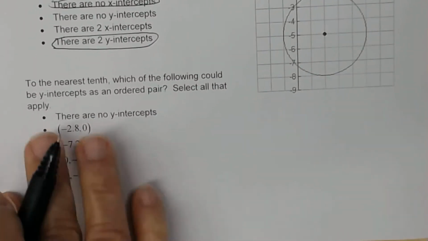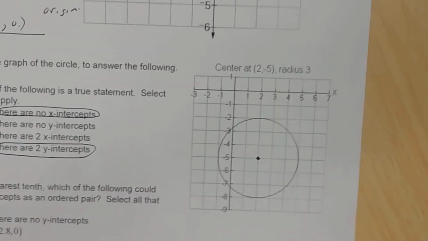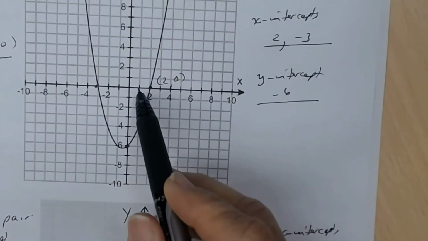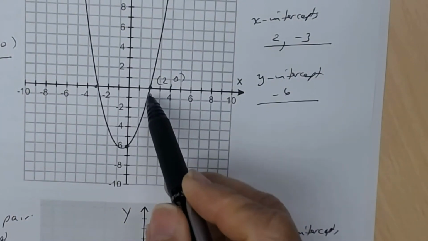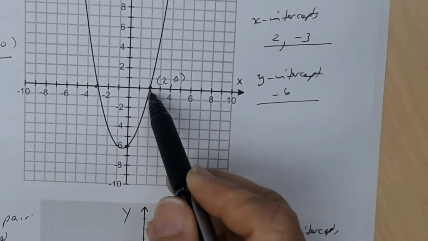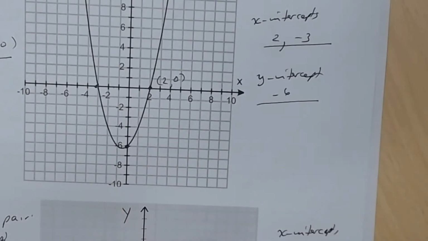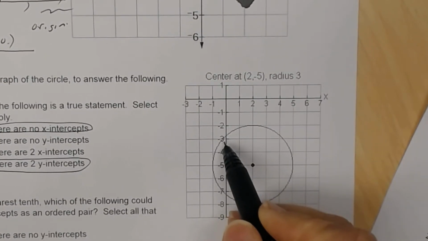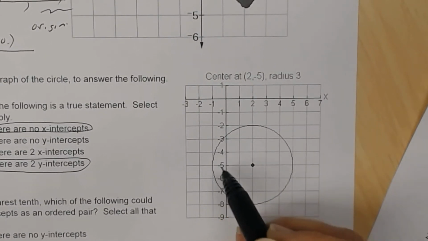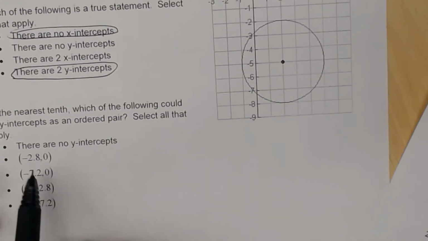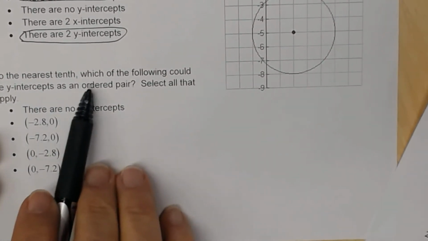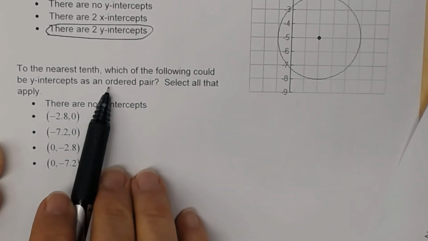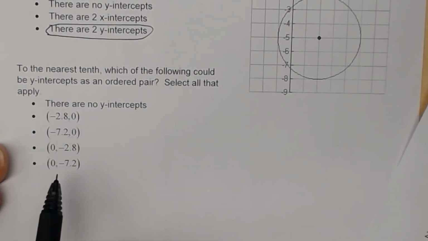Okay, now we're here to the nearest tenth. So remember, in the ones we just did, the intercepts intersected the x and y axis at an integer. Here we have to estimate, because it doesn't intersect at an integer. We have to estimate where those intercepts are. So to the nearest tenth, which of the following could be the y-intercept as an ordered pair? Select all that apply.